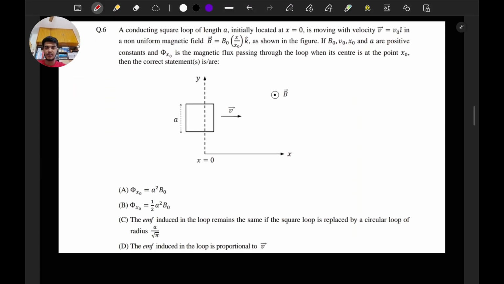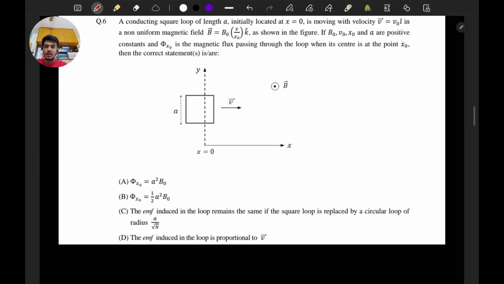Okay, so let's move on to the second question of this section. Question 6. A conducting square loop of length A, initially located at x equal to 0, is moving with velocity v equal to v naught i cap in a non-uniform magnetic field B equal to b naught x by x naught k cap. The function of the magnetic field has been given and also the vector has been given here.